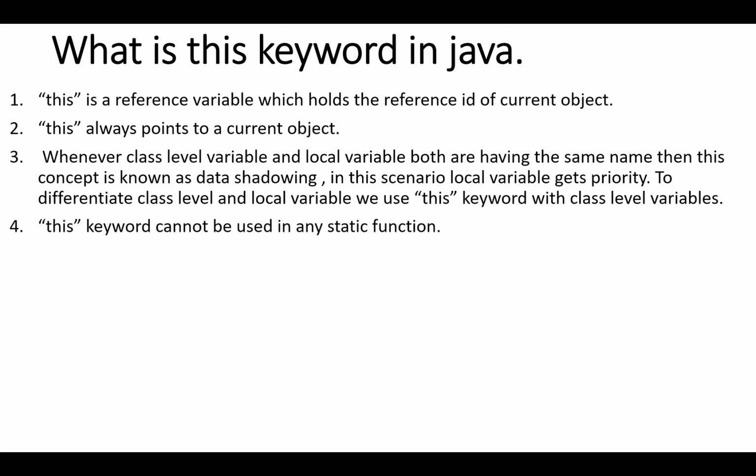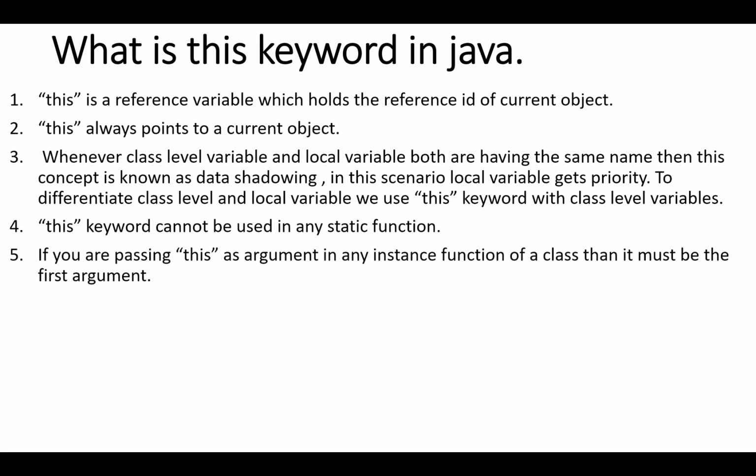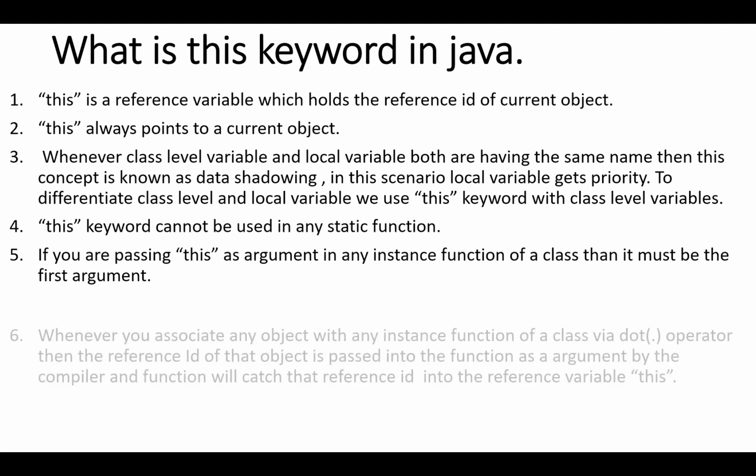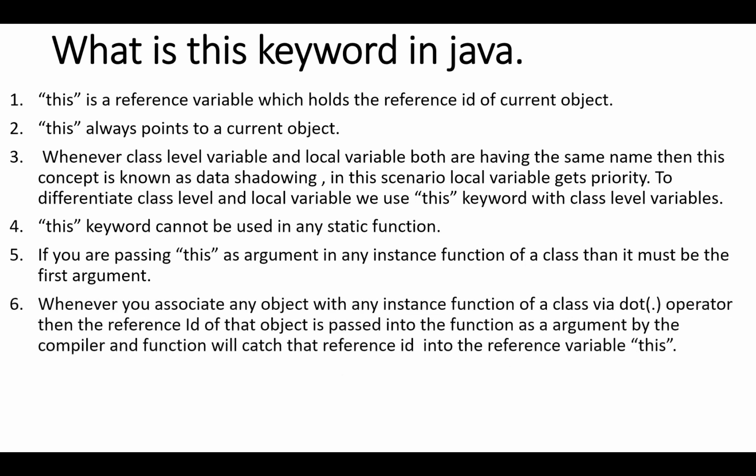The this keyword cannot be used in any static function. If you are passing this as an argument in any instance function of a class, then it must be the first argument. Whenever you are accessing any instance function of a class via the dot operator on an object, the reference ID of that object is passed into the function as an argument by the compiler, and the function will catch this reference ID into the reference variable this.